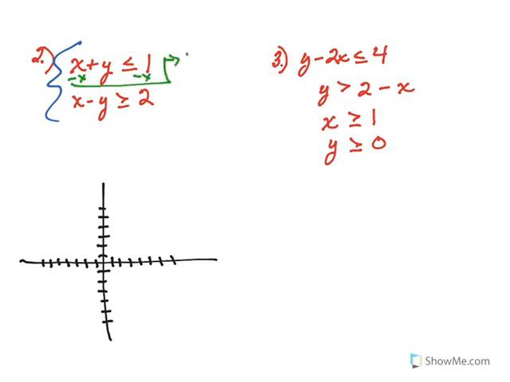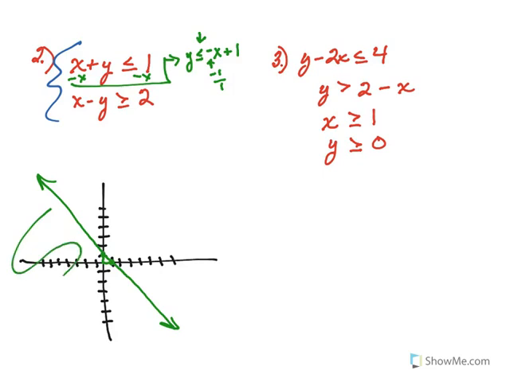I end up with y is less than or equal to negative x plus 1. That gives me a y-intercept of 1, a slope of negative 1 over 1. So I'm going to go down 1 to the right 1. Here's my other point. And it's less than or equal to, so it's going to be a solid line. And it is y is less than, so I am going to shade below.